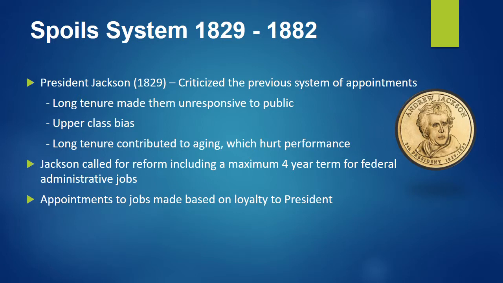So Jackson called for reform, and one of his major reforms was a maximum 4-year term for federal administrative jobs. So these jobs mirrored the presidency at the time. And appointments made to jobs were based on loyalty to the president, which basically meant if you helped the president get into office and supported him, you were rewarded with the job.